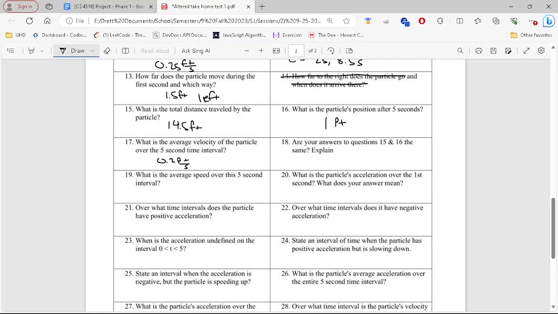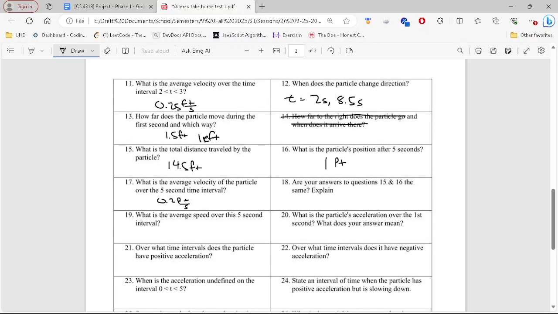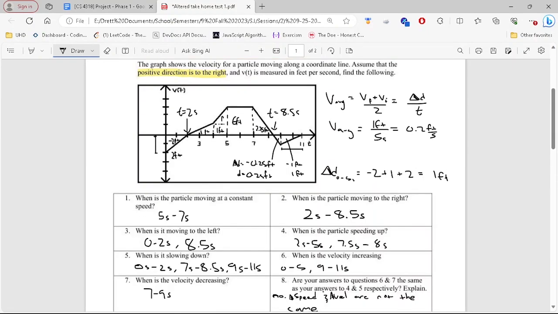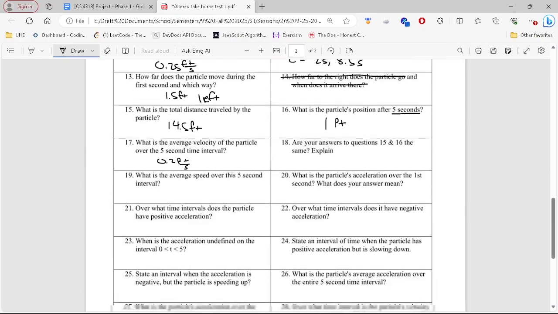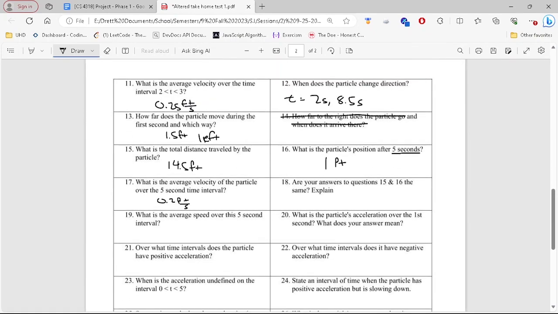Are your answers to 15 and 16 the same? Oh, I see the problem. Originally, the original graph, the entire time was 5 seconds, but mine is 11. So in this case, these won't be the same. But let me change this, not from 5 seconds, but to 11 seconds.